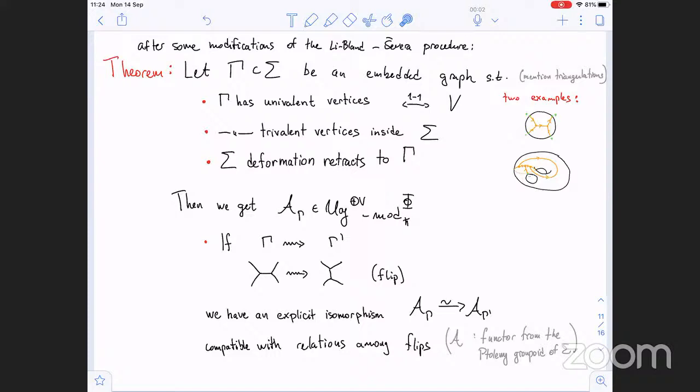Anton is asking what about the mapping class group action. Yes, then the mapping class group acts on this algebra. If you choose one graph and then an element of the mapping class group, it changes it to a different graph and you can go back. This gives you an element of the mapping class group.